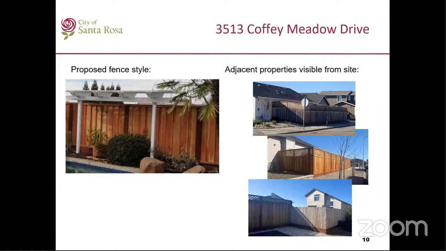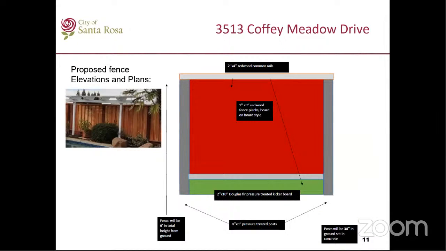Speaking of the proposed, this slide indicates the design of the fence as well as those of the adjacent properties sharing that intersection. As you can see, several are at or near the sidewalk as is. And again, the proposed meandering fence will avoid additional dominating features or a potential tunneling effect of this section of Coffey Meadow. Here are the proposed elevations.